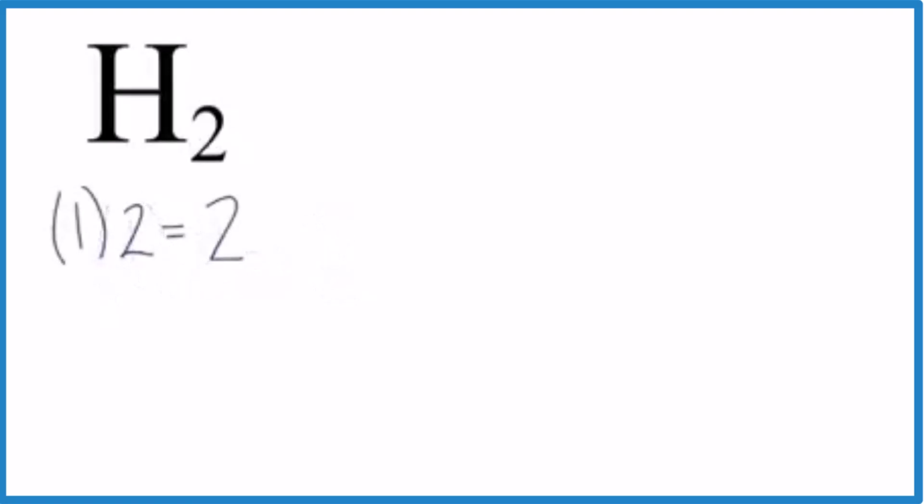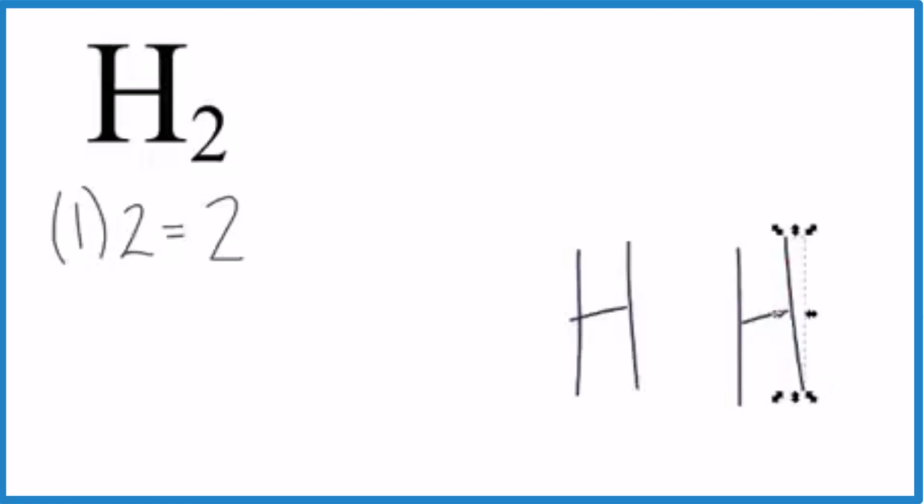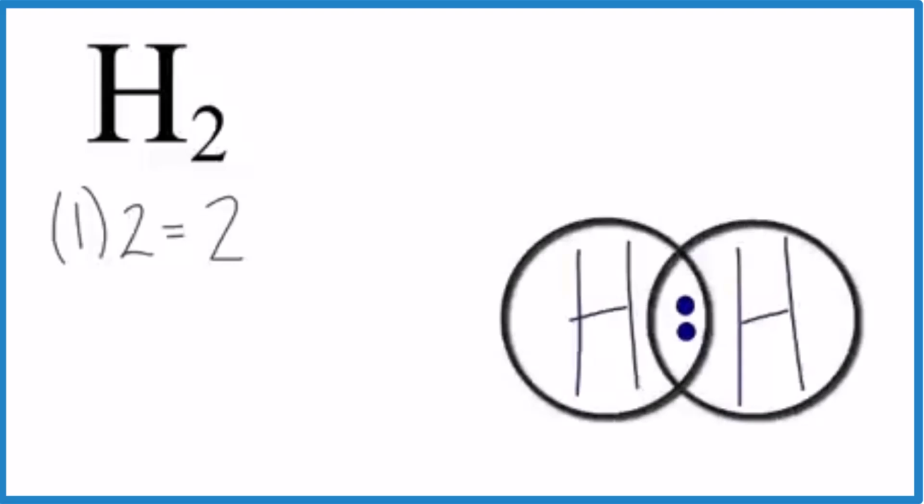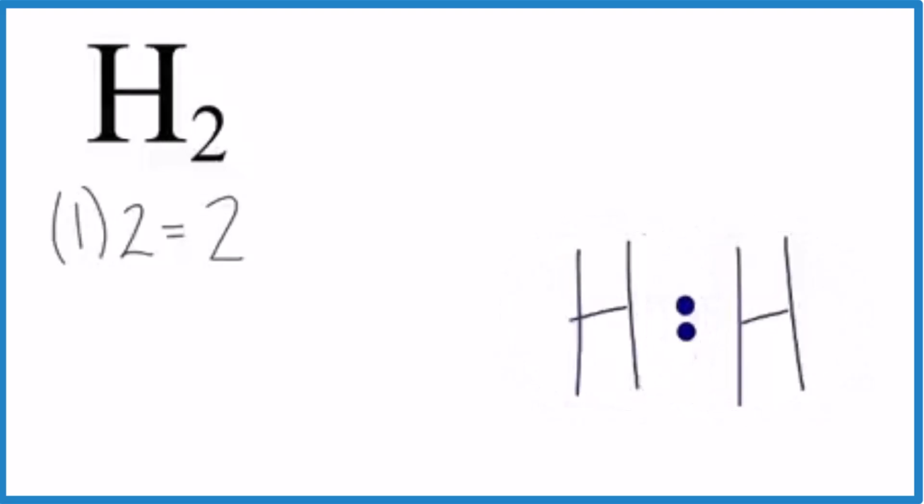So we'll put our 2 hydrogen atoms right here next to each other, and then we're going to move 2 valence electrons between them to form a chemical bond. And when we do that, we've used both of the valence electrons. Hydrogen has 2. We said that hydrogen is an exception. It only needs 2. And that's the Lewis structure for H2, hydrogen gas.